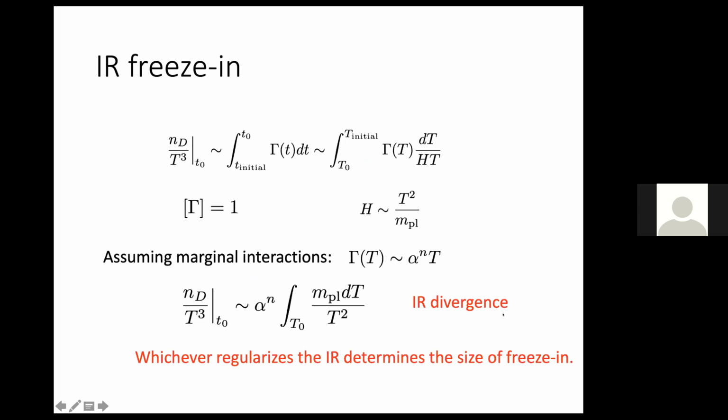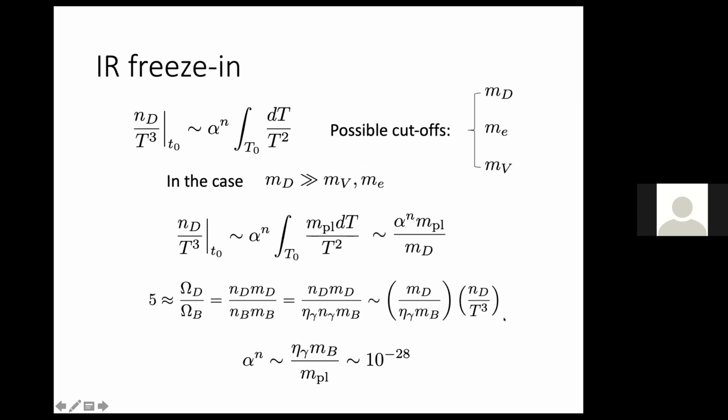What does IR divergence mean? It just means that the IR part contributes the most. So we can neglect any UV effect, which doesn't matter. Any higher dimensional, heavy degrees of freedom will be automatically decoupled from this calculation. And so this IR divergence must be cut off. So what are the possible cutoffs?